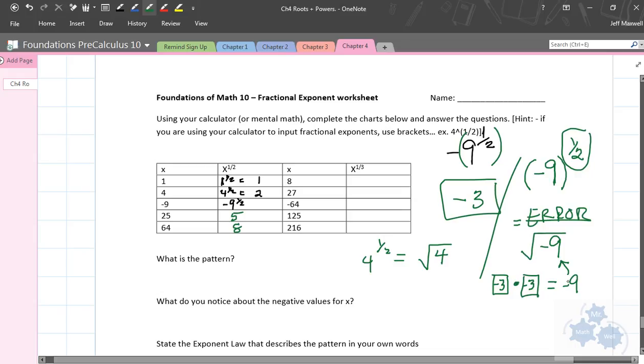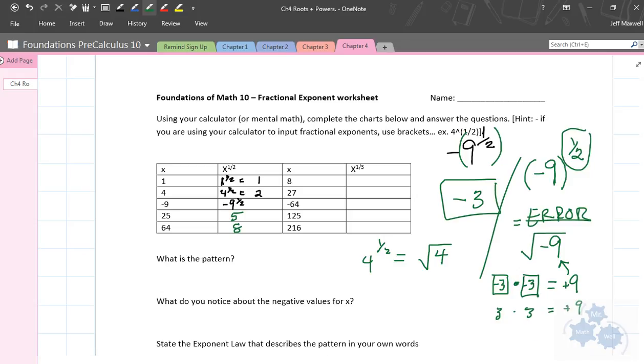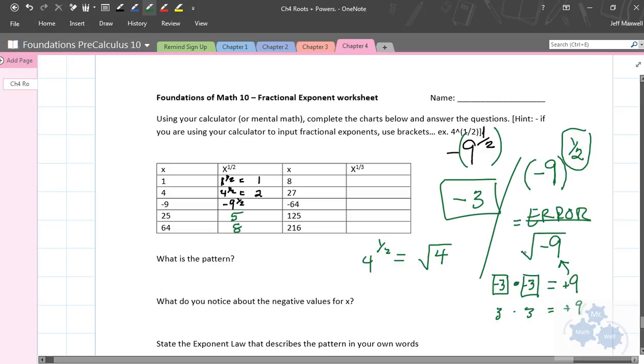You'll get positive 9, because a negative times a negative gives you a positive. The other option would be positive 3 times positive 3, which is this. So there is no number that when you square it can give you negative 9. That's why it's an issue.